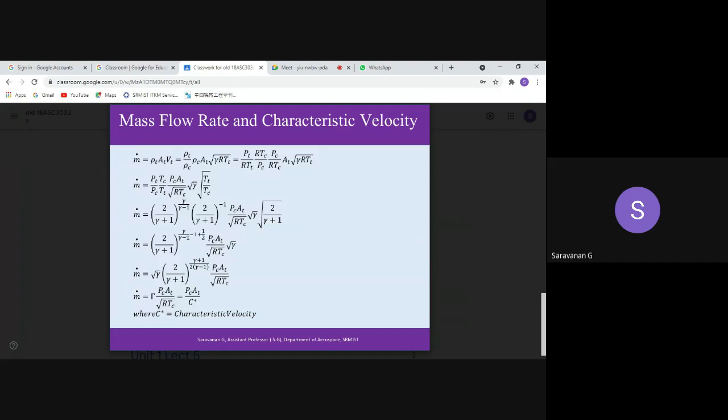So if you want to solve a numerical, first calculate capital gamma, that is root gamma into 2 by gamma plus 1 into gamma plus 1 by 2 into gamma minus 1. Next, PC At by root RTC. That's all. So that is also equal to m dot equal to PC At by C star, where C star is the characteristic velocity. That is the expression for the characteristic velocity.